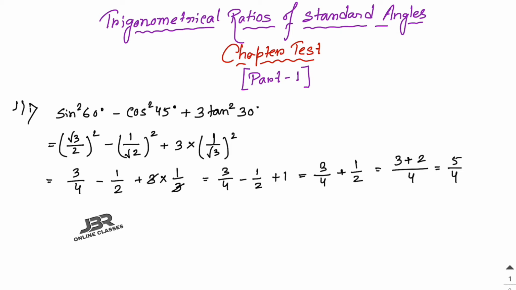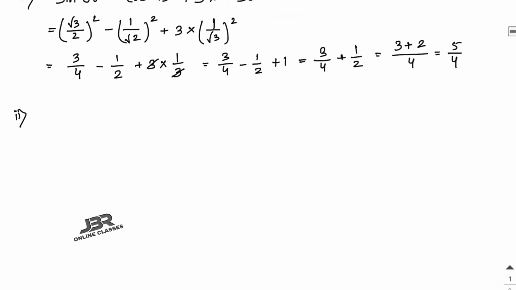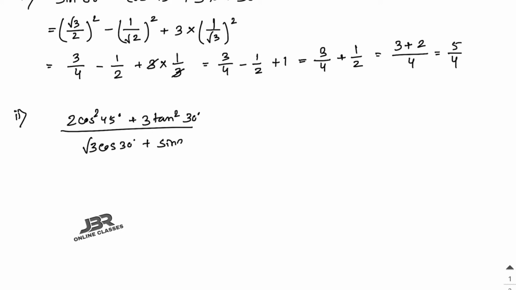So here the next one, number 2. In number 2, it is 2 cos square 45 degree plus 3 tan square 30 degree, and the whole divided by root 3 cos 30 plus sine 30. So as here 2 cos square 45, so 2 into cos 45 means 1 by root 2, whole square means half. Then next, 3 into tan square 30.